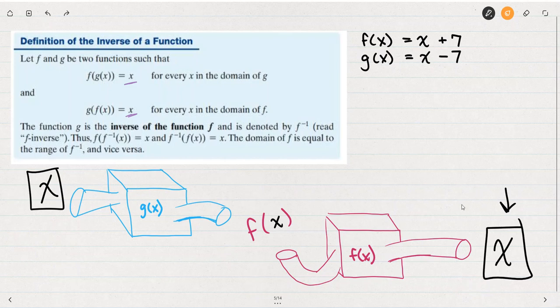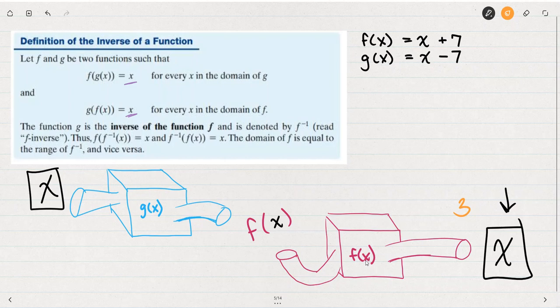If we go in with a 3 and we add, I see that I already did the f of x first for this one. So let's do the g of x first. If we take our 3 and subtract 7 from it, 3 minus 7 would be negative 4. Put our negative 4 into the pink function.